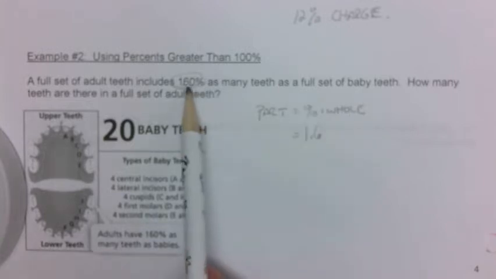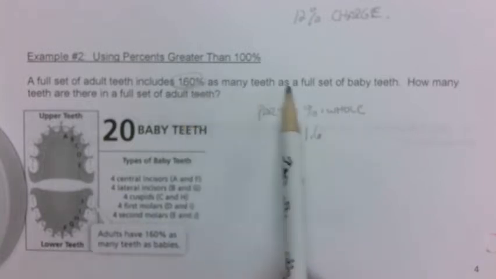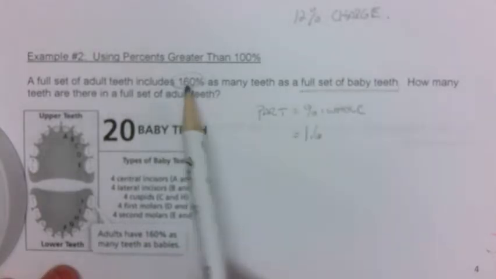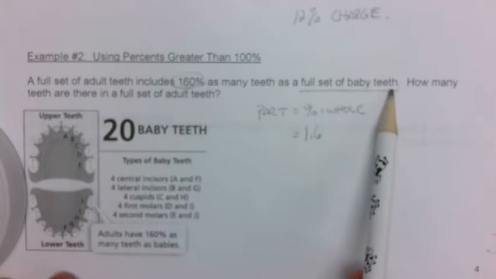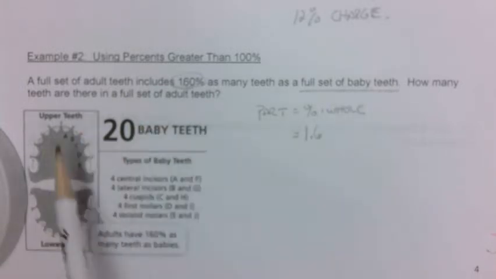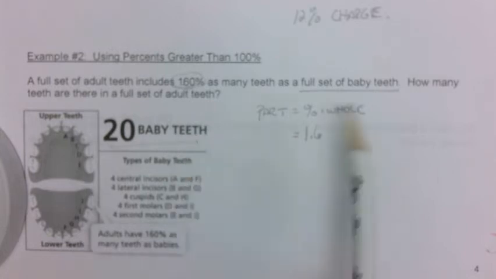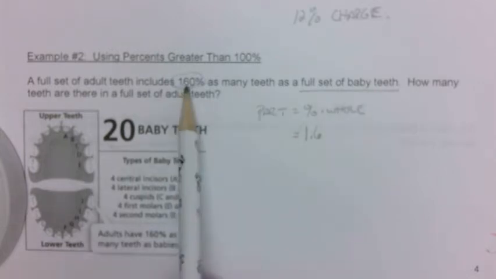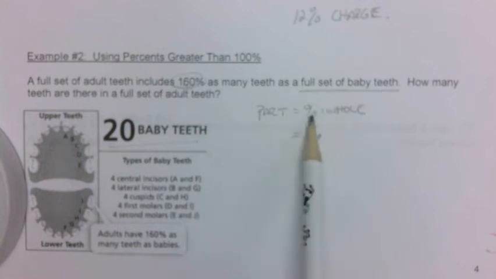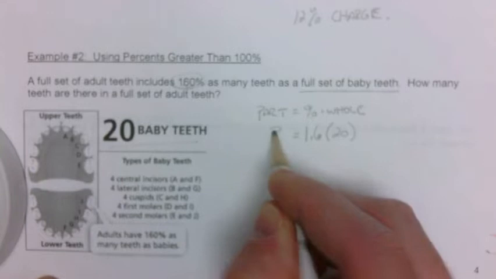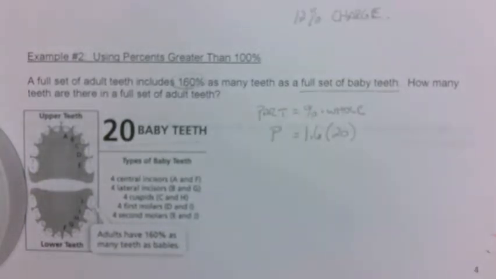We need to figure out what's 160% of the baby teeth. That's what we're doing here, 160% of the full set of baby teeth. Looking at the picture, they tell us that there are 20 baby teeth. So the baby teeth represents the whole value, 160% of the baby teeth, percent of the whole value. So we'll plug in 20 for the whole value. And that means we're looking for P, the part.